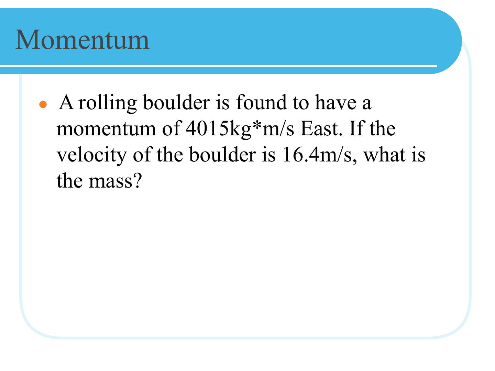Okay. A boulder is found to have a momentum of 4,115 east. If the velocity is 16.4, what's the mass, right? So we're just working the same type of problem in the other direction. Momentum is 4,015 equals mass times velocity. Gives me a mass somewhere around 245 kilograms, 244.8.